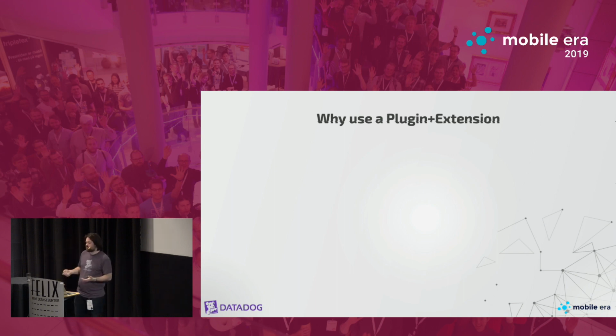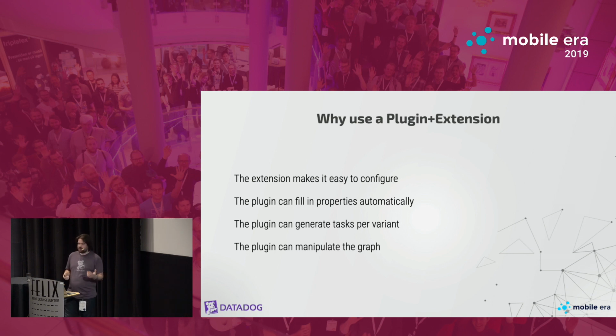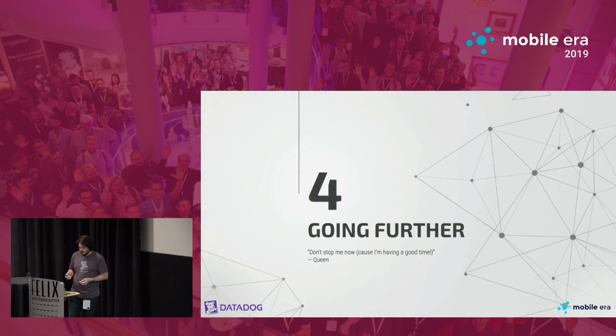So why you want to use a plugin plus an extension? It means that the extension is easier to configure because now you have your own named block to configure it. The plugin can fill some properties automatically, like the root path, like we did, and you can even generate tasks per variant. So if you want to do something different in debug or release, you can do that. Or if you want to do something different between the dev and prod variants and flavors, you can do that. And of course, you can manipulate the graph. So you can say, actually, the task I created is going to be a dependency of another task. And so this is something that's fairly simple to do.